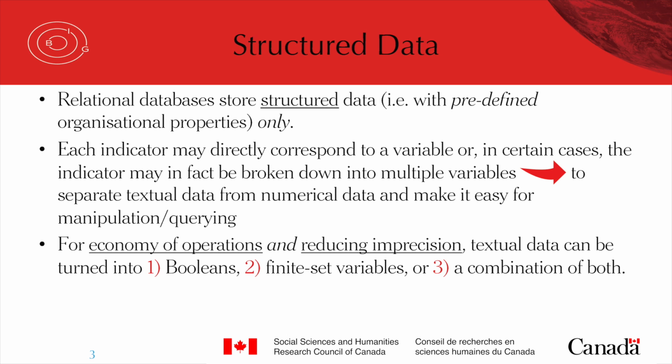Each indicator may directly correspond to a variable, or in certain cases, the indicator may in fact be broken down into multiple variables. The reason is to separate textual from numerical data, to make it easy to manipulate both types whilst querying. Where possible, we can also turn textual data into booleans, finite set variables, or a combination of both for economy of operations and reducing potential imprecision. That is, to do as much querying with as little effort or possible error.